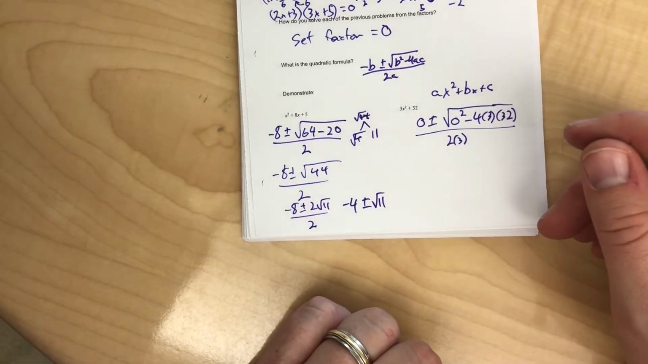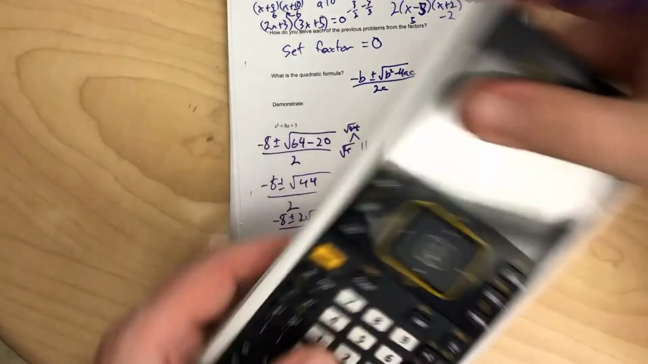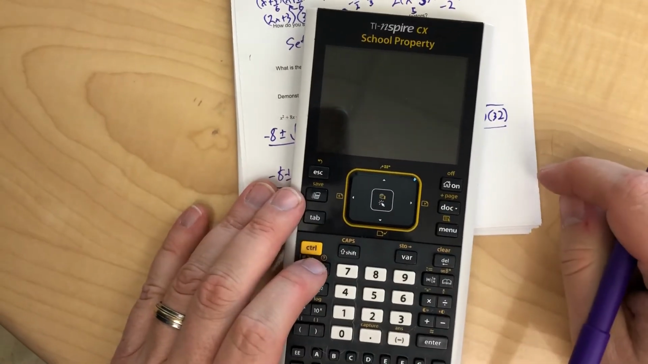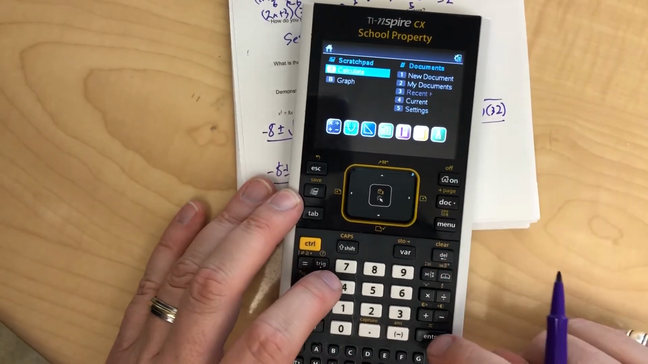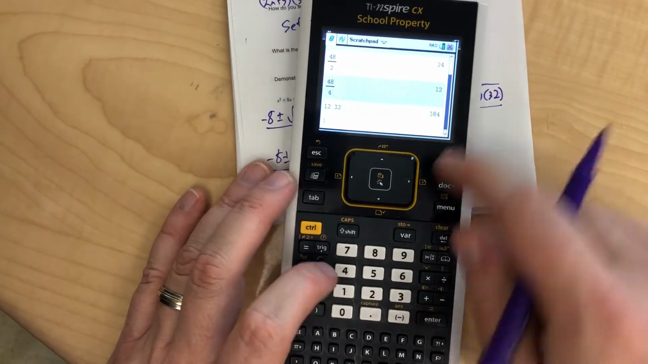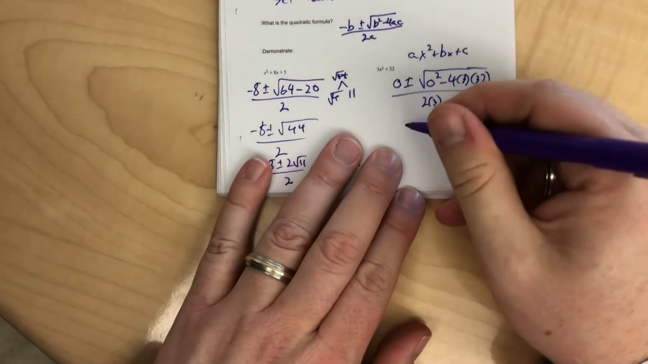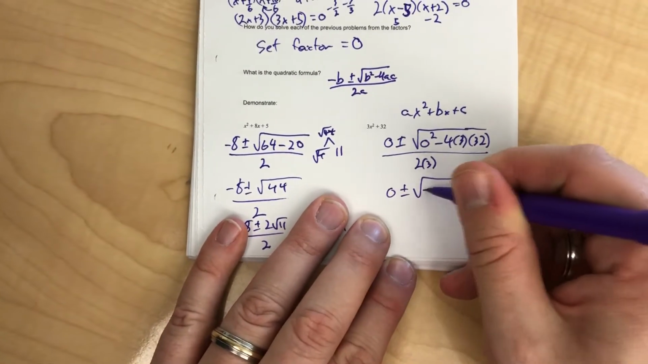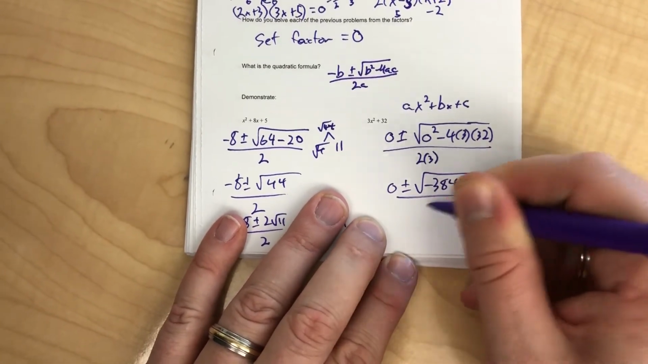Somebody real quick, calculator. 12 times, here we go. Ask and you shall receive. Calculate 12 times 32. That's 384.